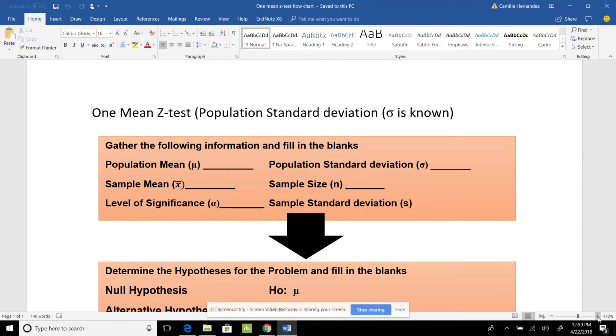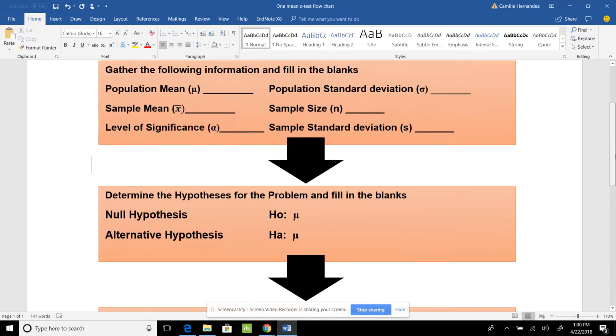So you're going to have your population mean, population standard deviation, sample mean, sample size, level of significance, and sample standard deviation. So you might not have to use your sample standard deviation, but if you have it, it's a good thing to have. And I'm just going to put a blank in here so you can see where to put it. So you might have a sample of data that you don't originally know your sample mean, sample size, or sample standard deviation, but you will get it once you put the information either in the calculator or the website.